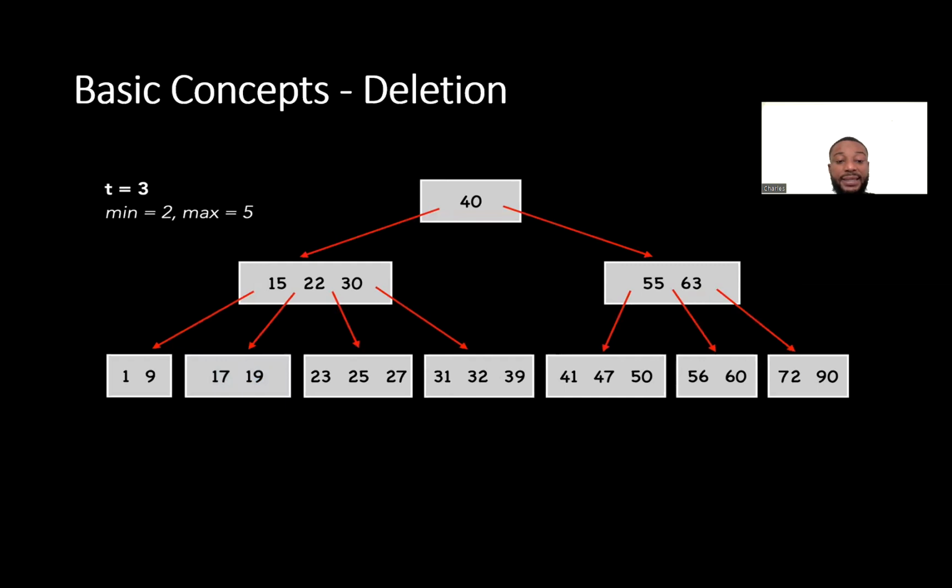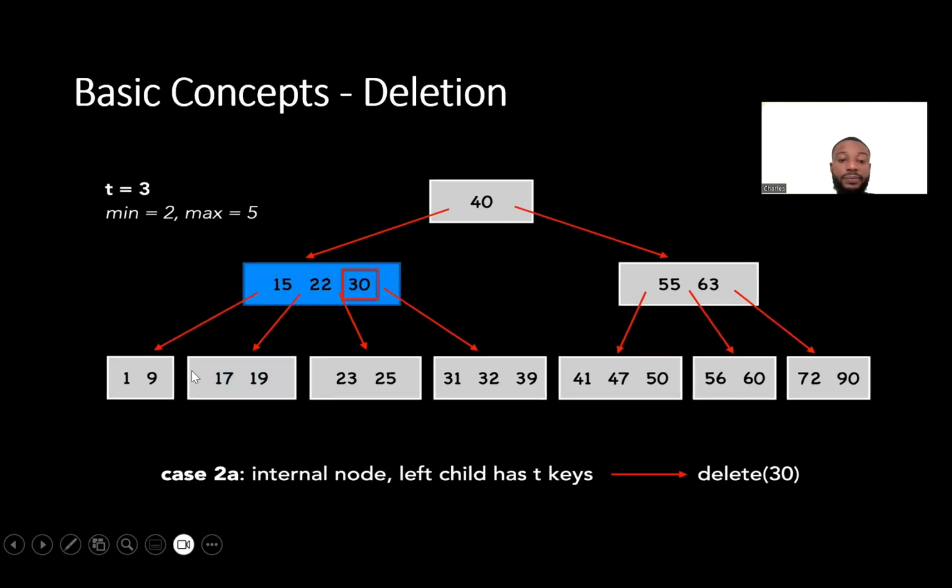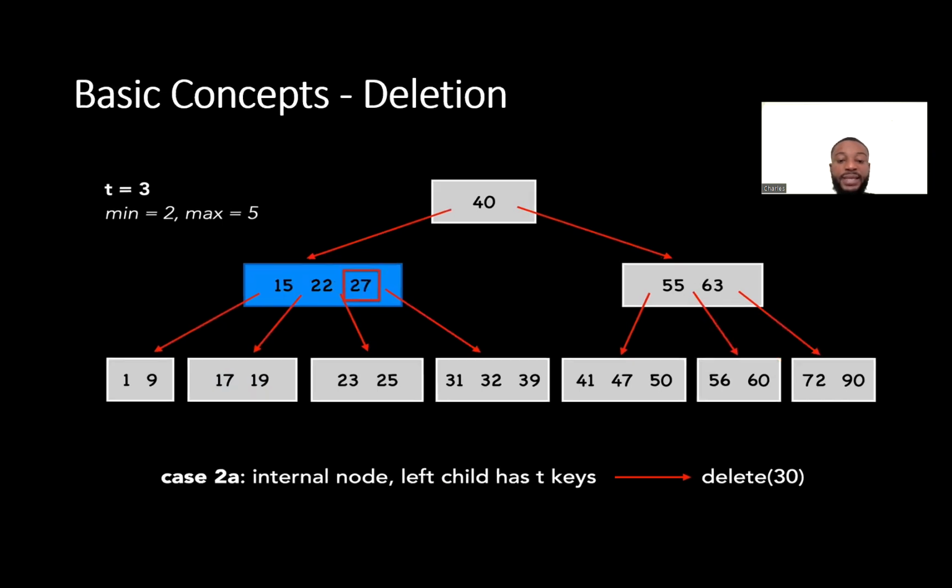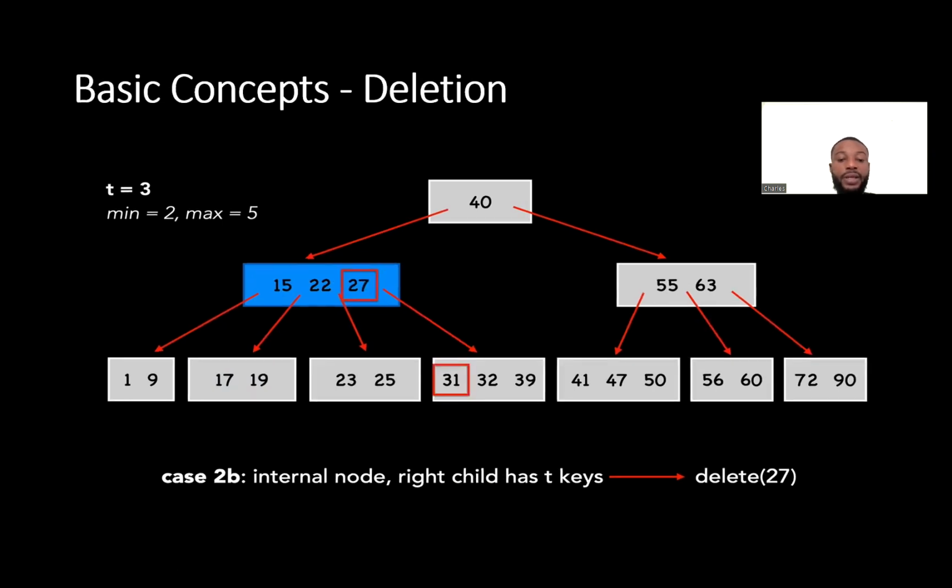Let's look at another case where, let's say, we want to delete key 30. We look at the predecessor of 30 and realize there's 27. We replace it with the predecessor and take off 27. So 27 will replace 30, then 30 will go. As we can see here, delete 30, 27 will replace 30, and 30 is out.